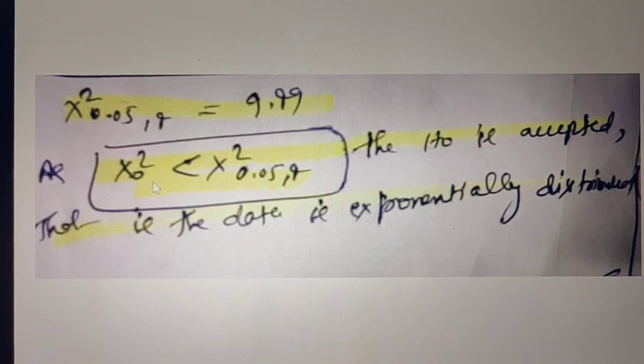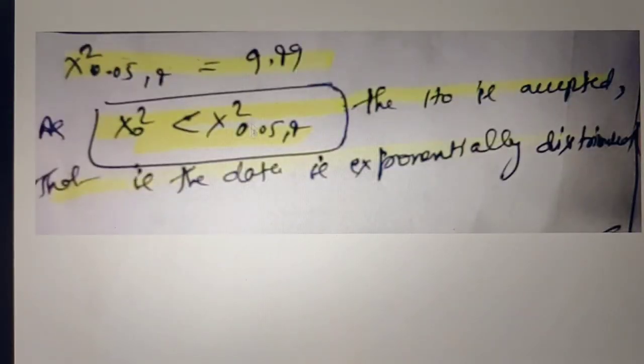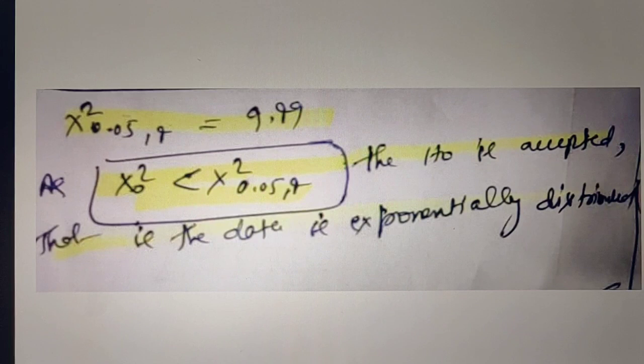So as for the chi-square calculated and given in the table, the calculated chi-square value is 7.6 and the given tabular value is 9.49. This value 9.49 is more than our calculated value, that is 7.6. So we will accept our hypothesis, that our data is following the exponential distribution. So our chi-square test verifies the exponential distribution technique in the given data.